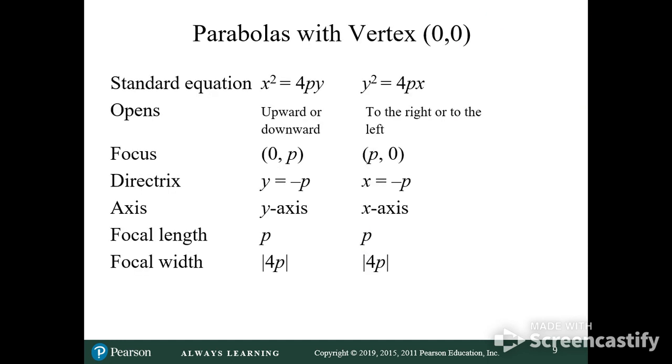No? All right. So parabolas with a vertex of 0, 0.